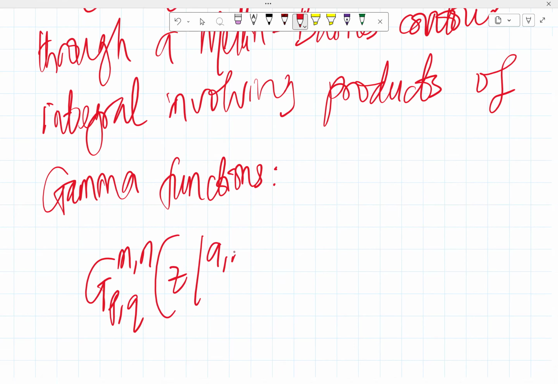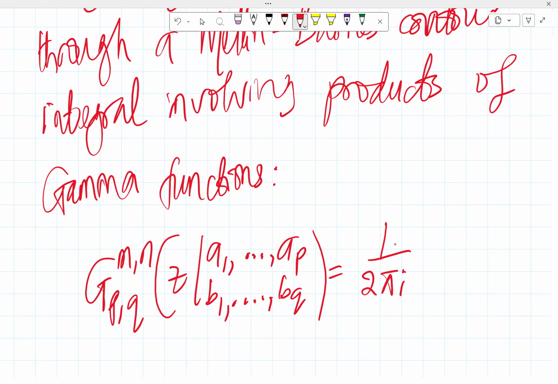So you have a1 comma all the way to a sub p, then you have b1 comma all the way to b sub q, and all of that is 1 over 2 pi i, integral across L, of phi of s, z raised to the power s, ds.